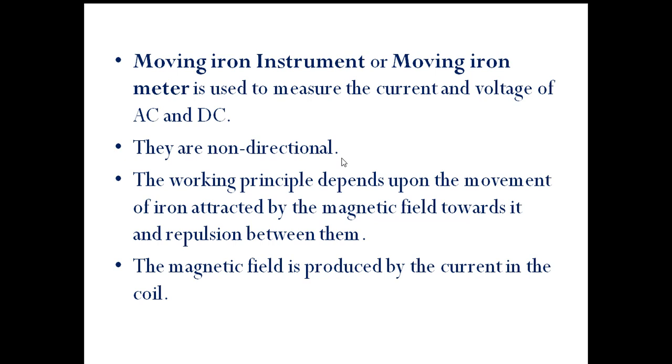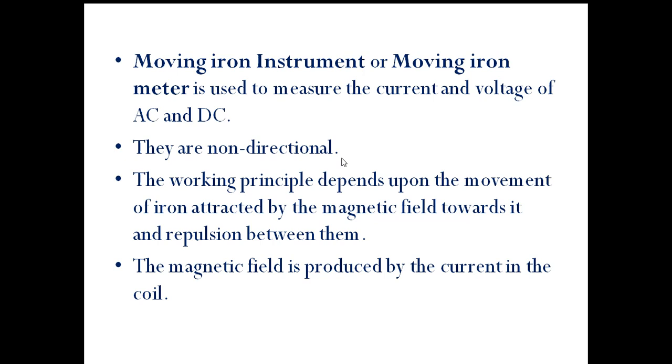Moving iron instruments are mainly used to measure the current and voltages of AC as well as DC. They are non-directional. In PMMC we saw it is directional, but here it is non-directional. That means if we send current through the coil in any direction, from plus to minus or minus to plus, it will indicate the accurate reading of the quantity flowing through the coil.